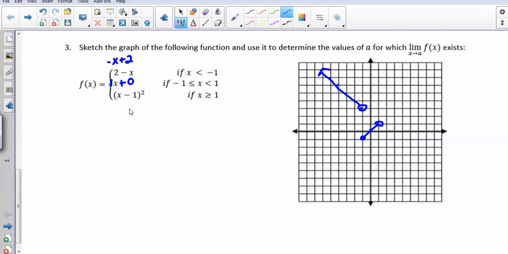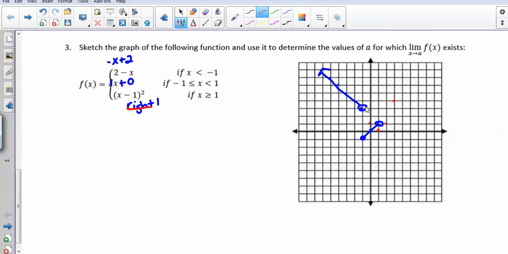The last one's a quadratic function, and it's shifted right 1. So normally your vertex would be at 0, 0, but now your vertex is over here. I'm going to change colors for this one. Right 1. So when I shift right 1, that's my new vertex. The parabola has a point that's over 1, up 1 on both sides, and it has a point that's over 2 and up 4 on both sides.